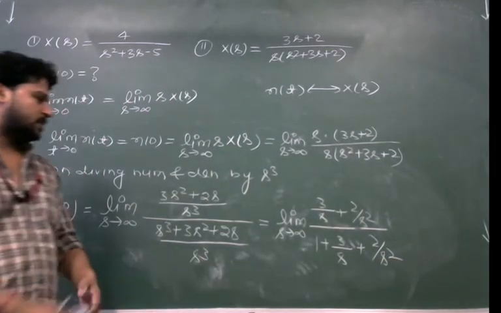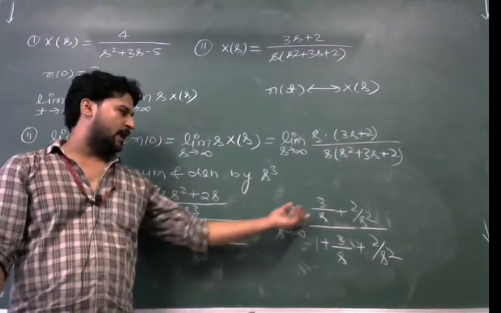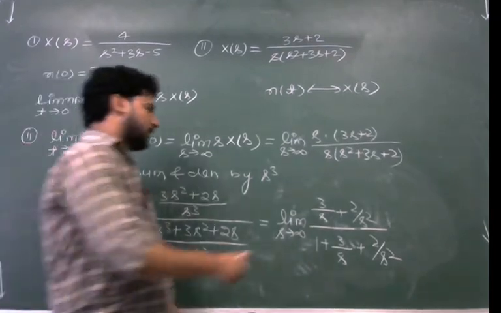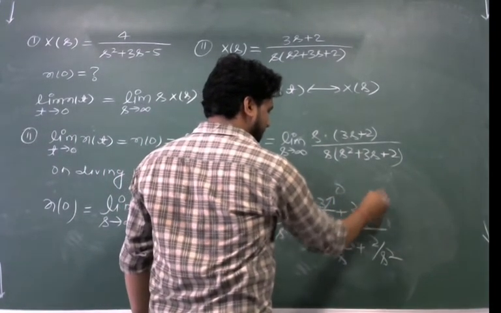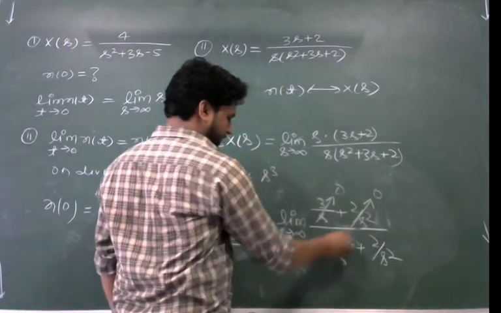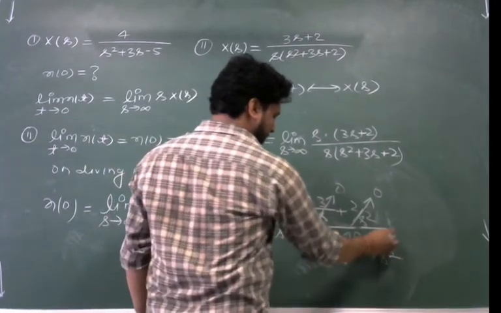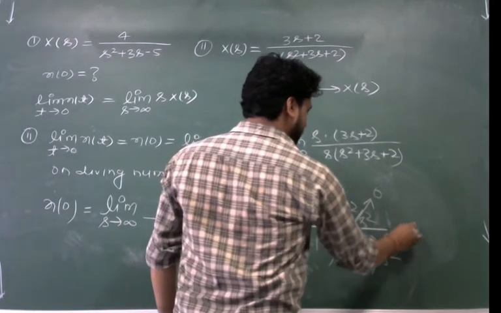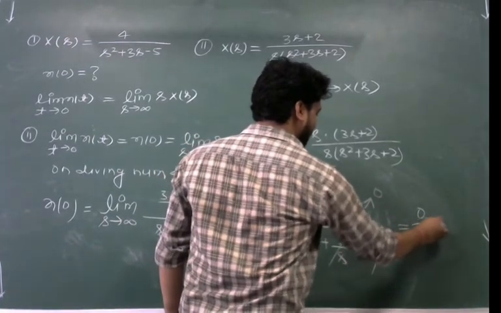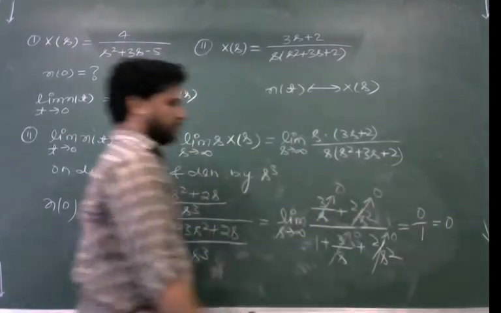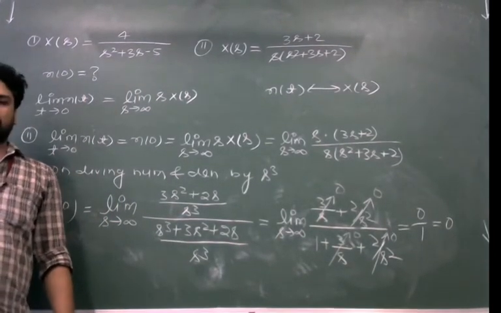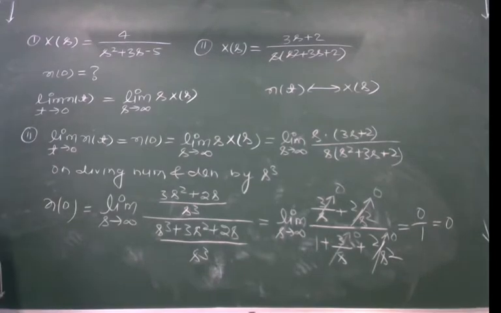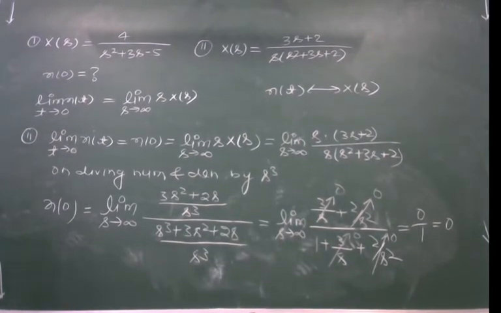Now we can put s equal to infinity here. So this will become 3 by infinity, this is 0. 2 by s is 2 by infinity is 0, and this also leads to 0. So this will become 0 by 1, which will be equal to 0. In this case also, the initial value of the given function will be equal to 0.